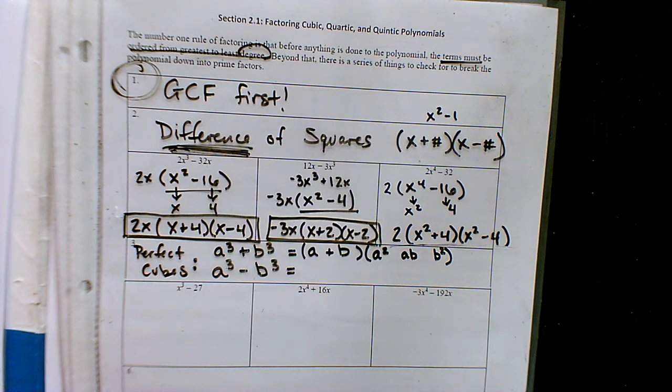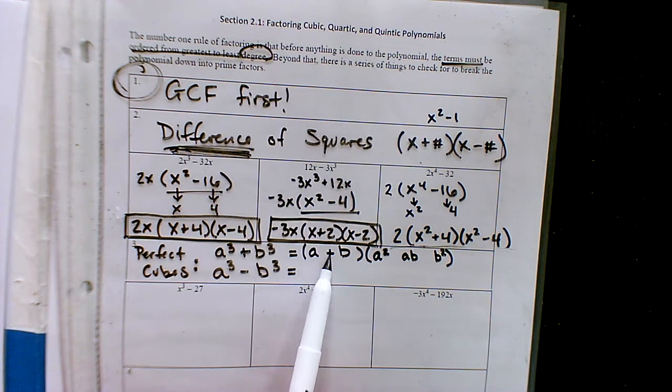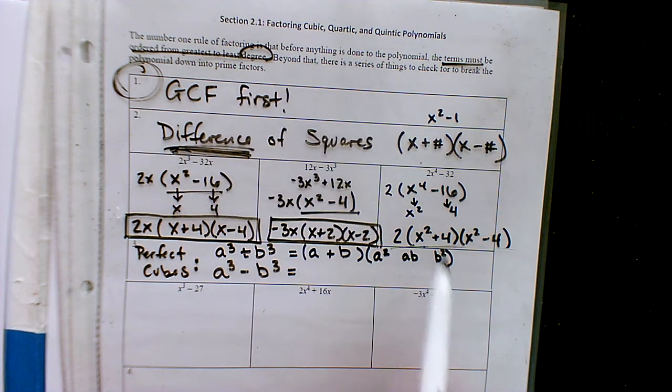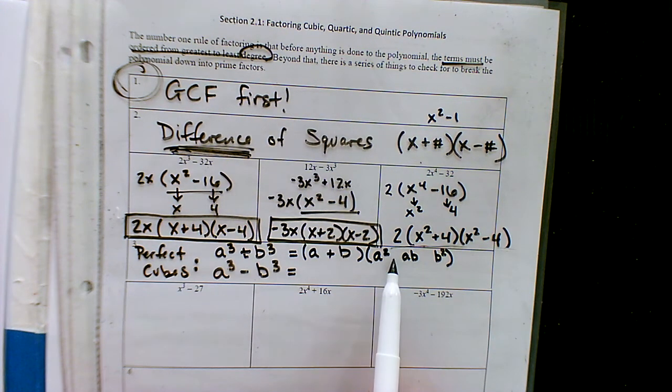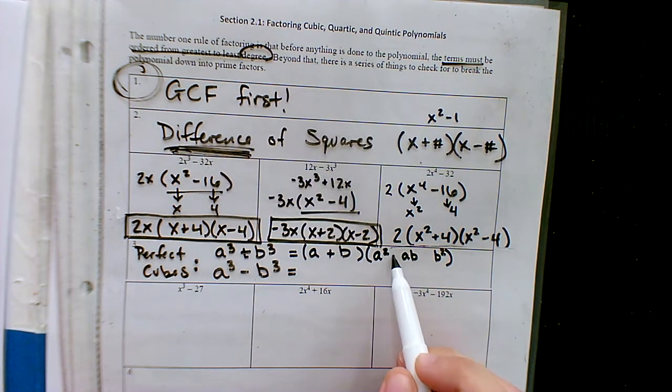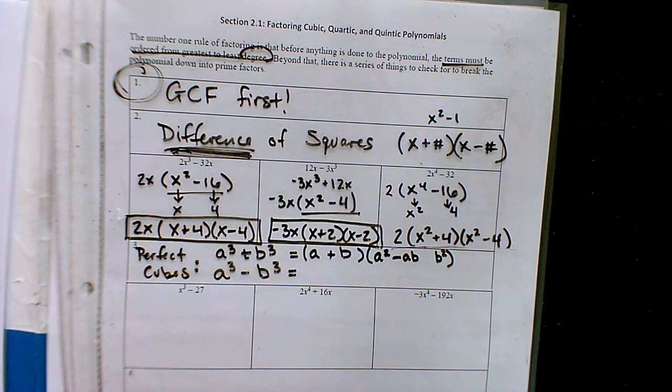What's going to change, though, are the signs, like if we're adding or subtracting them together. And this is how I kind of remember what the signs are. So in the first factor, the sign matches the sign from the problem. But in the second factor, the first sign is the opposite of that from the problem. So this would actually be a minus.